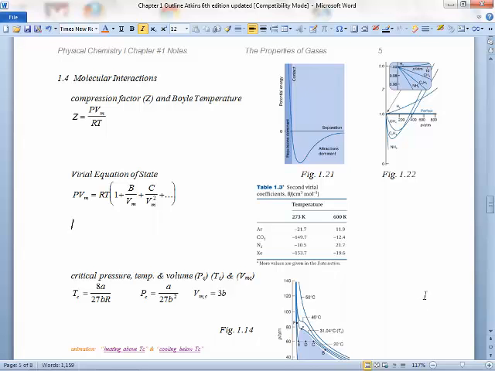So let's go ahead and start here. We have this compression factor Z. Okay, big Z, not the collision frequency, little z, big Z, compression factor. What's this Vm? V with a little m on it.